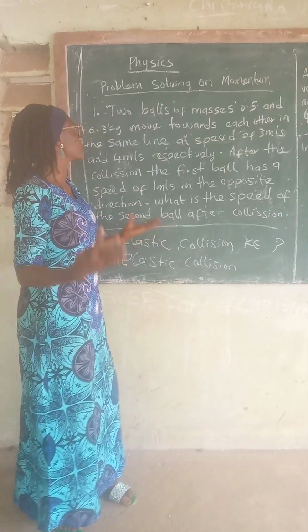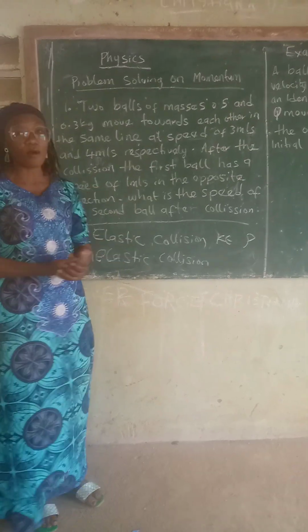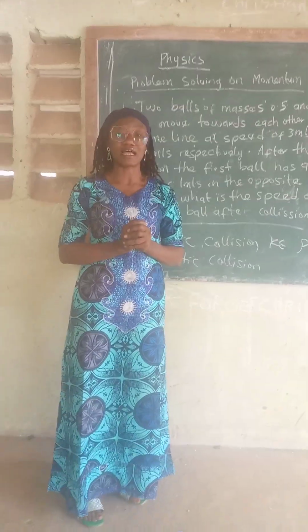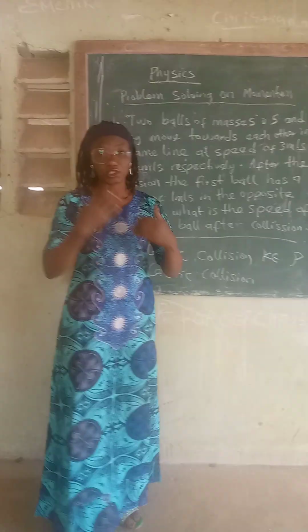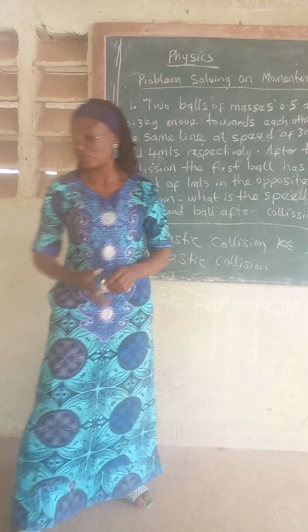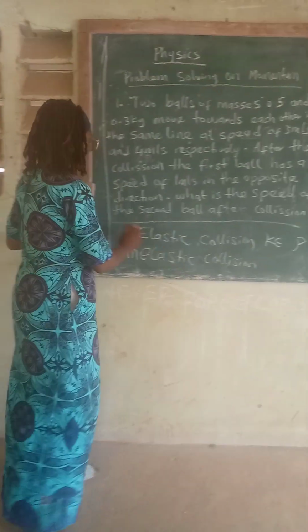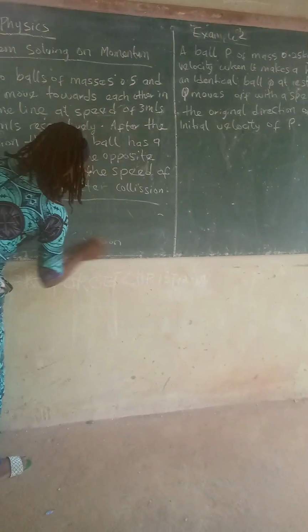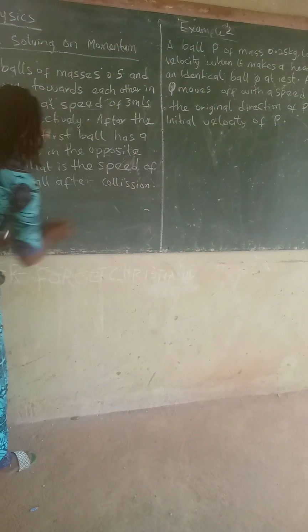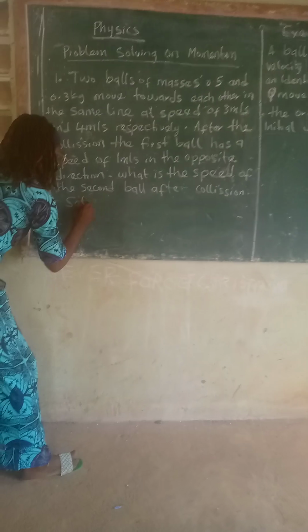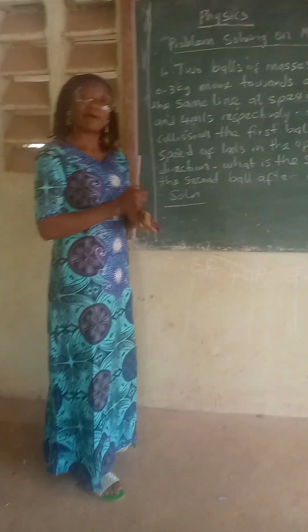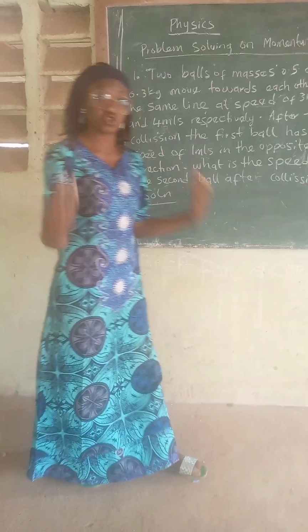So today we are going to be solving problems on momentum. We were able to solve an example in the last class. Today we are going to continue with problem solving on momentum. Now we have this question on the board to be solved. Solution: we'll quickly draft out the parameters from the question and then we solve.